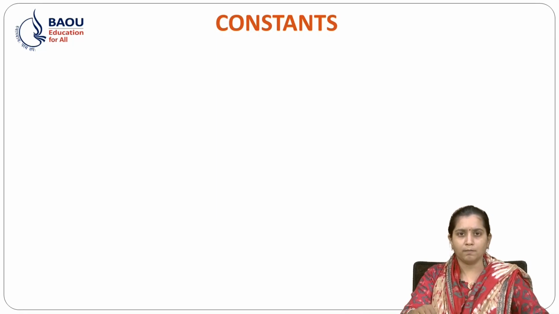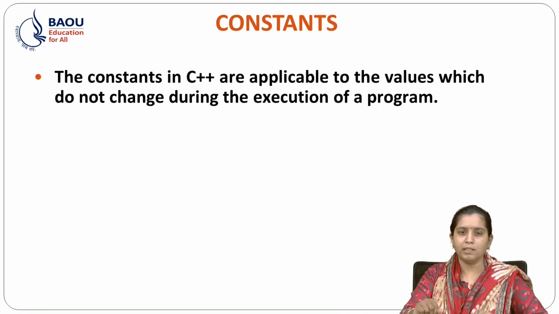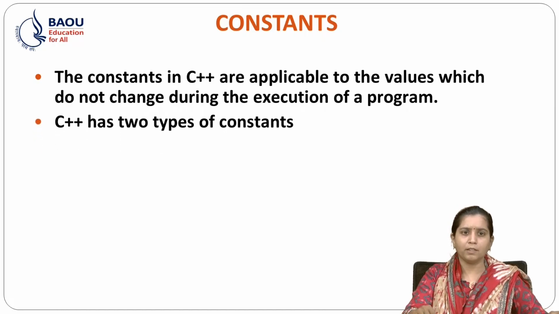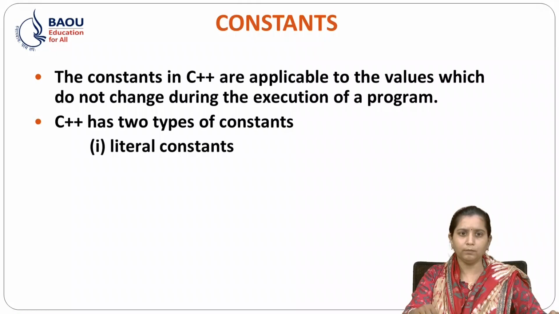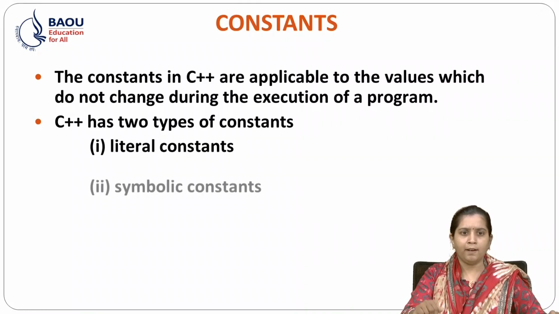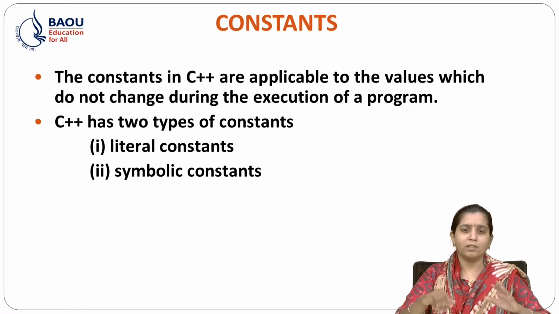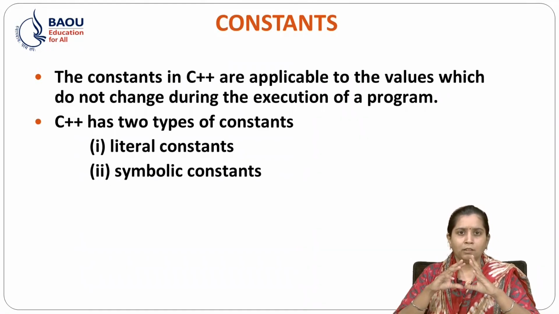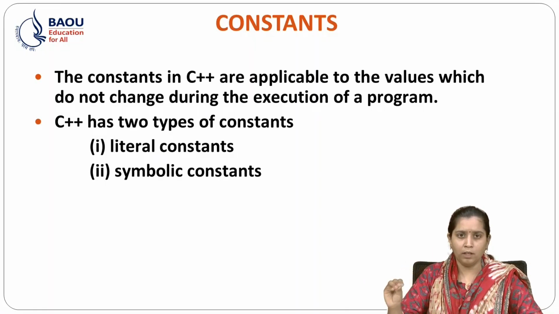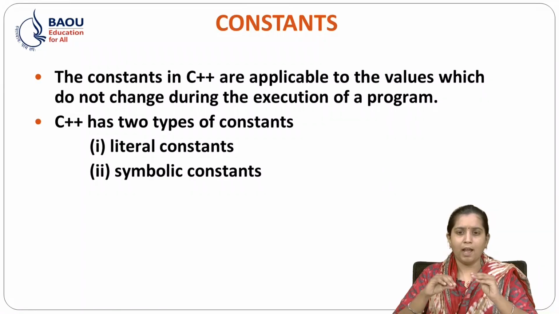Constants. The constants in C++ are applicable to the values which do not change during the execution of the program. C++ has two types of constants: literal constants and symbolic constants. Constants are fixed values like 3.2, 9.3. So as the name itself says, a constant is a fixed value.